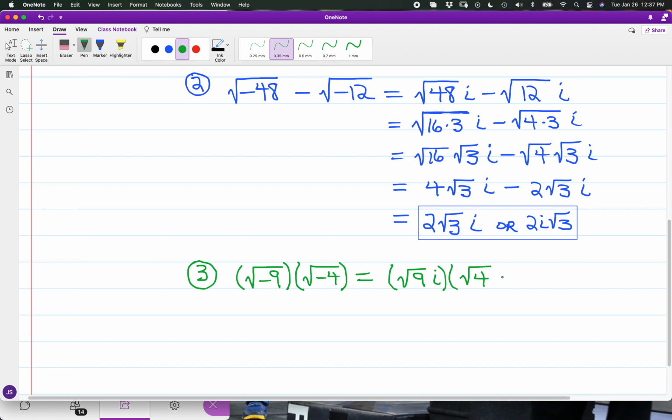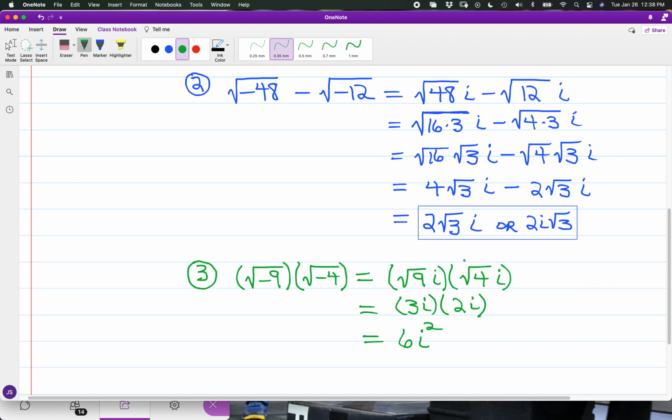You have times the square root of 4i. And you could have gone ahead and written this as 3i. So we have the square root of -9, so we have 3i. Square root of 4i, we have 2i. Now 3 times 2 is 6. And guess what? The product would have to be 6i squared.